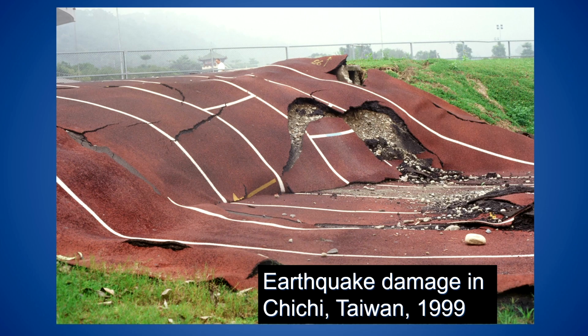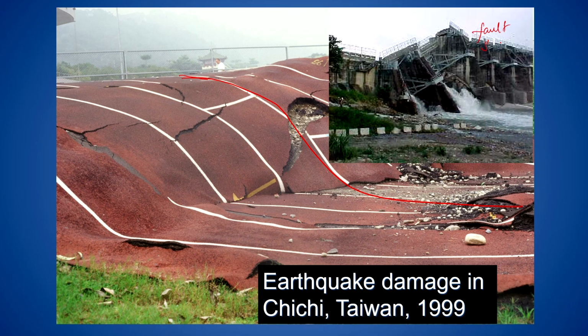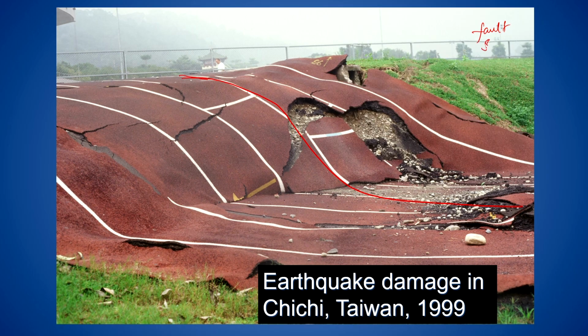So, this is a topography again which has been developed. If you take the profile here, then it comes like this. Okay. So, it goes like this. So, this is what we were calling the fault scarp. Okay. And this was in the 1999 Chichi earthquake.